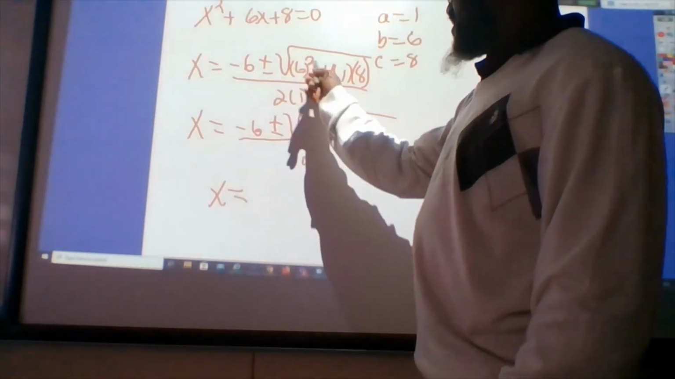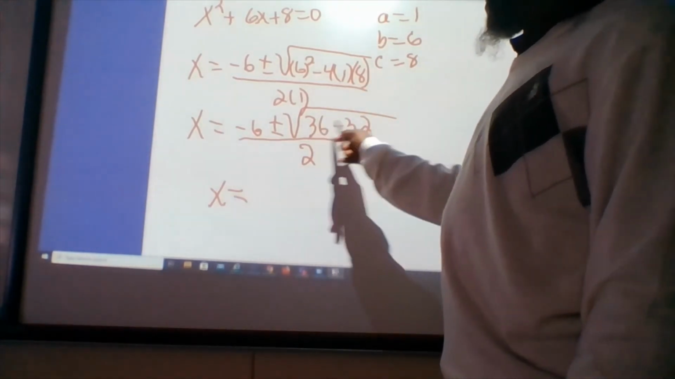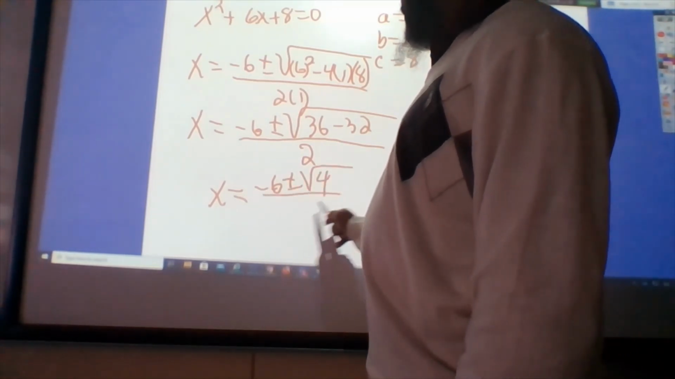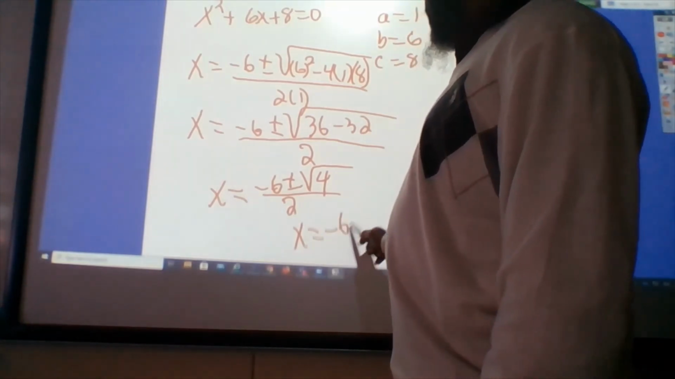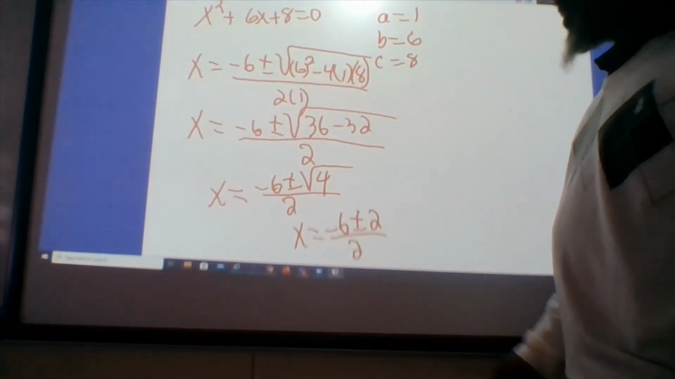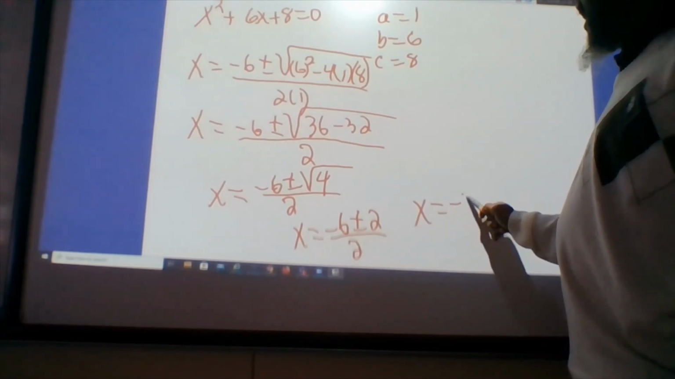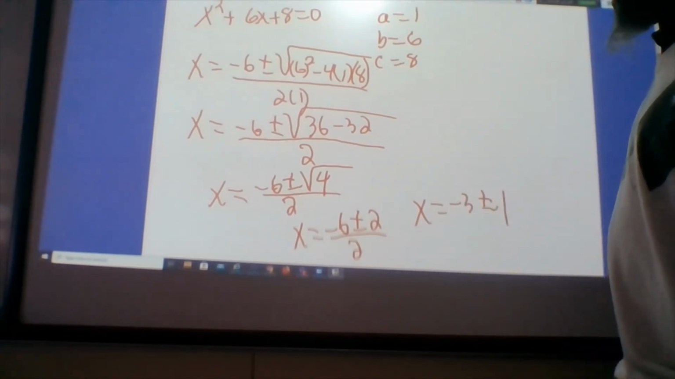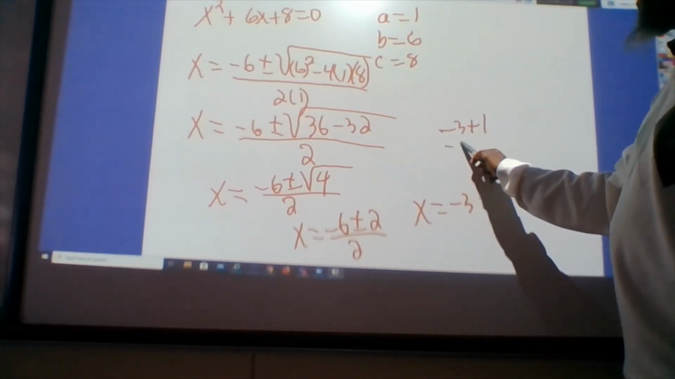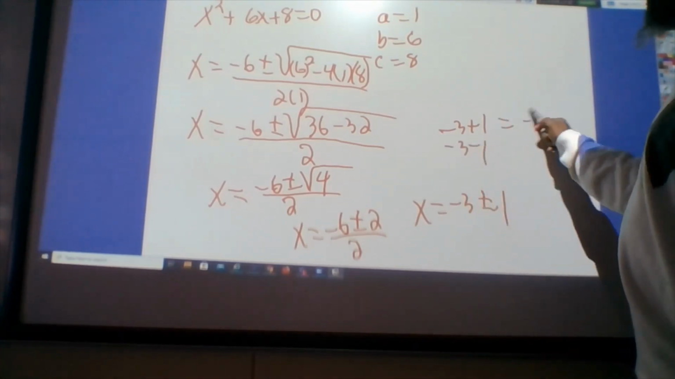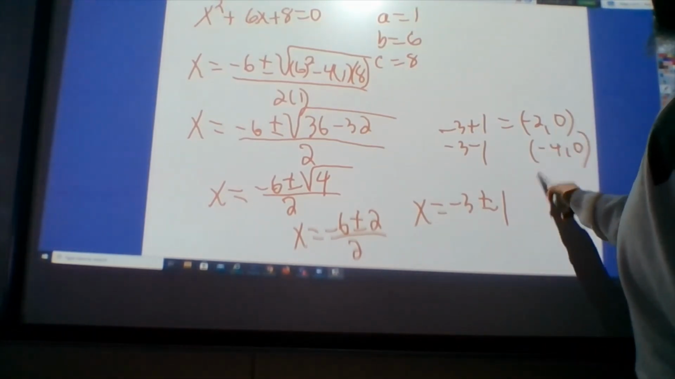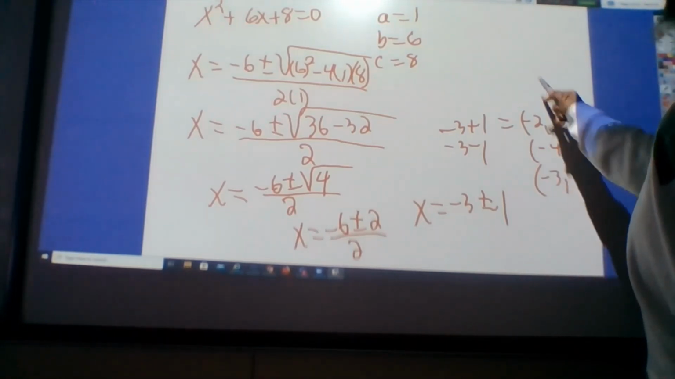All right, 6 squared is 36, 4 times 8 is 32, 36 minus 32, we'll have minus 6 plus or minus the square root of 4 over 2. And we'll have x equals minus 6, the square root of 4 is 2, plus or minus 2 over 2. Since they have 2 in common, you can simplify this by 2, then you will have x equals negative 3 plus or minus 1. These are your x-intercepts. So since there's no decimal, either you have minus 3 plus 1 and minus 3 minus 1. This will give you (negative 2, 0), and this will give you (negative 4, 0). Those are your x-intercepts. Remember the vertex was (negative 3, negative 1), and the y-intercept was (0, 8).